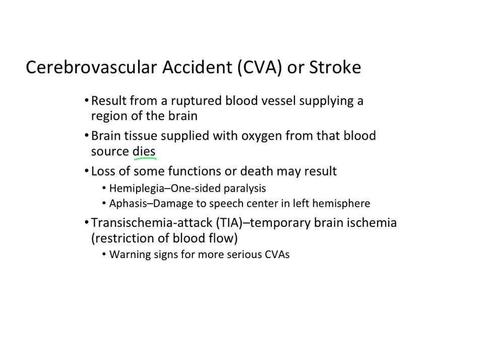Hemiplegia is when you have one-sided paralysis. Aphasia is damage to the speech center in the left hemisphere. And there's also a transient ischemic attack, which is a temporary brain ischemia, and it's when you have restricted blood flow. So the TIAs are small things that are a warning sign for a more serious CVA, which can lead to a stroke or something like that.